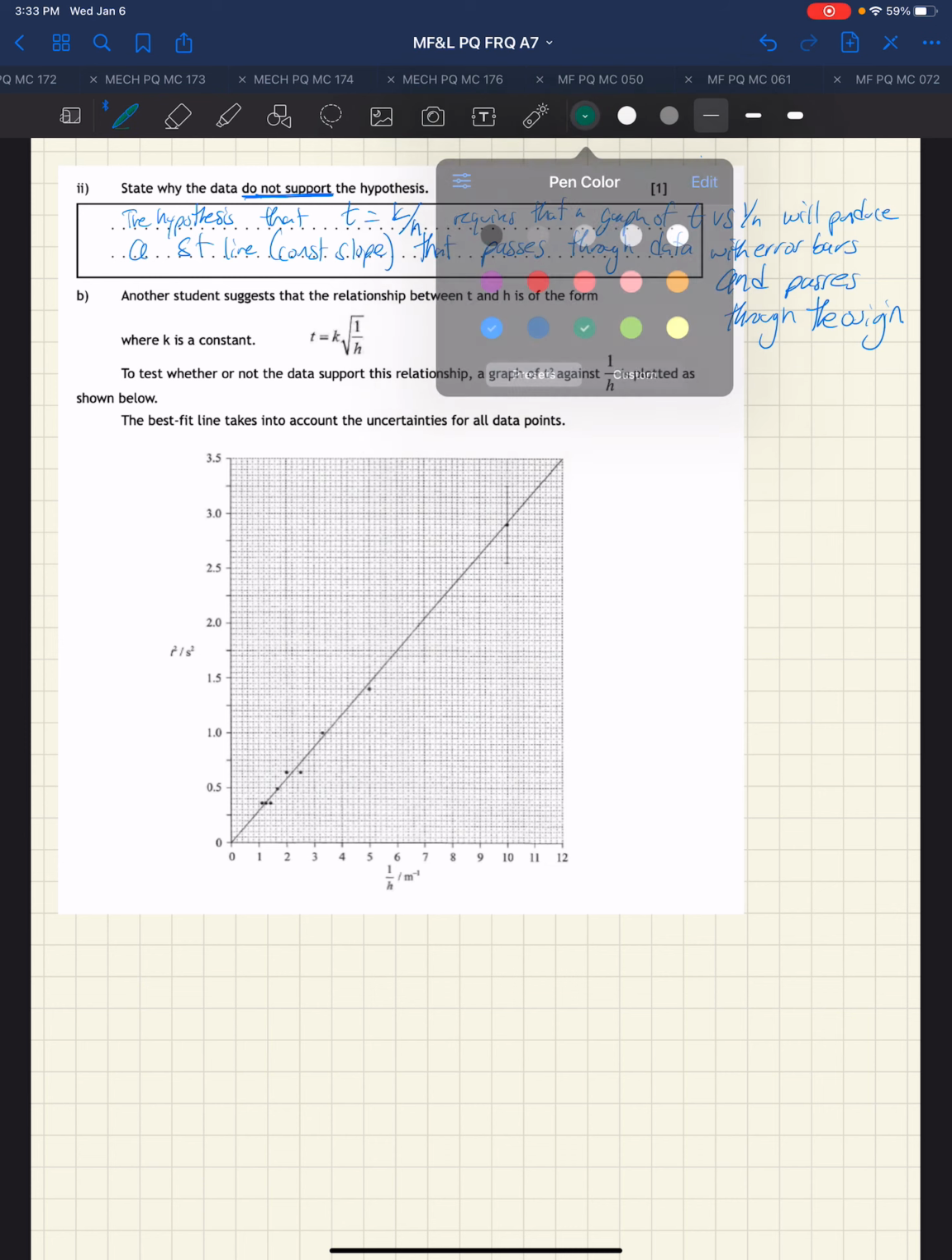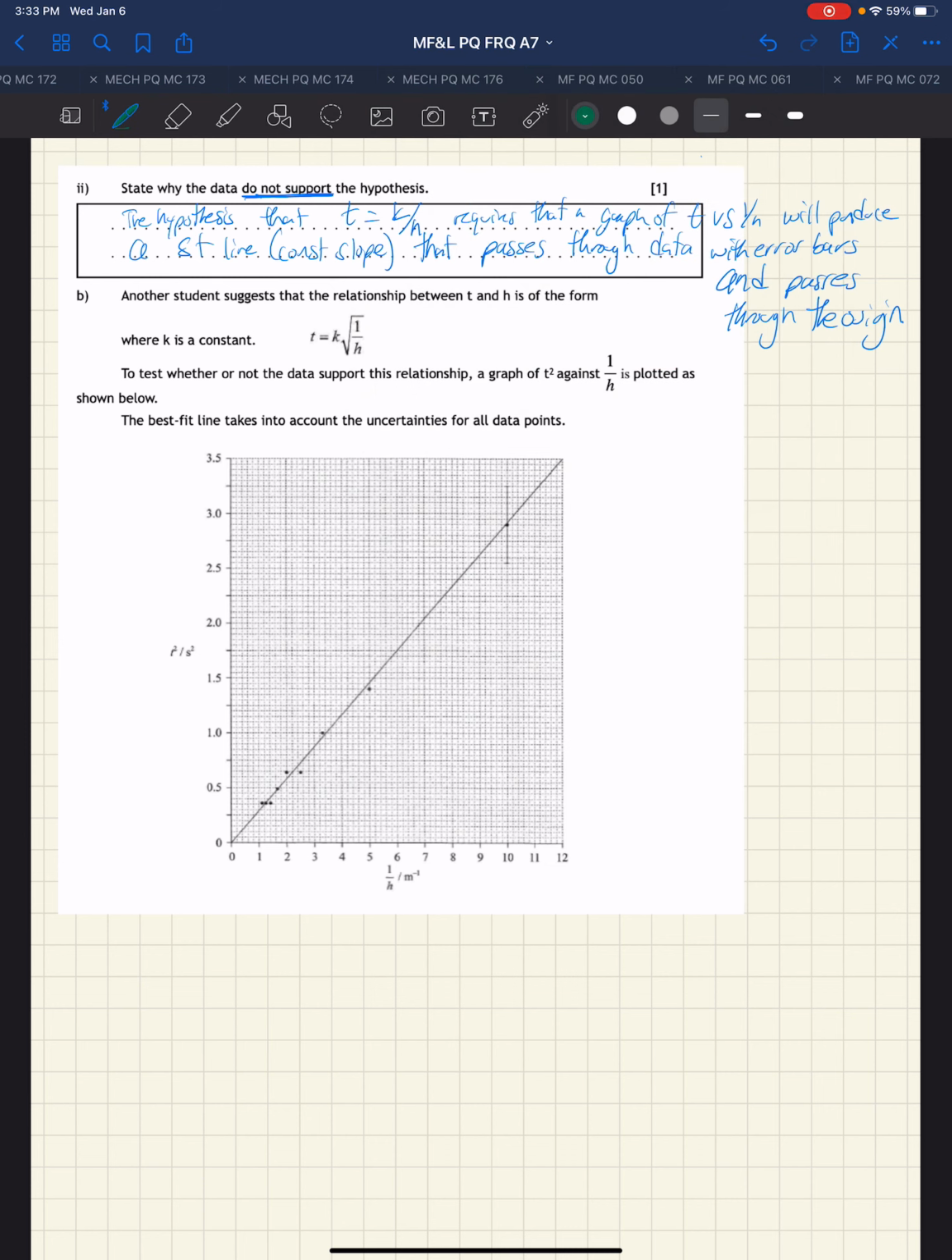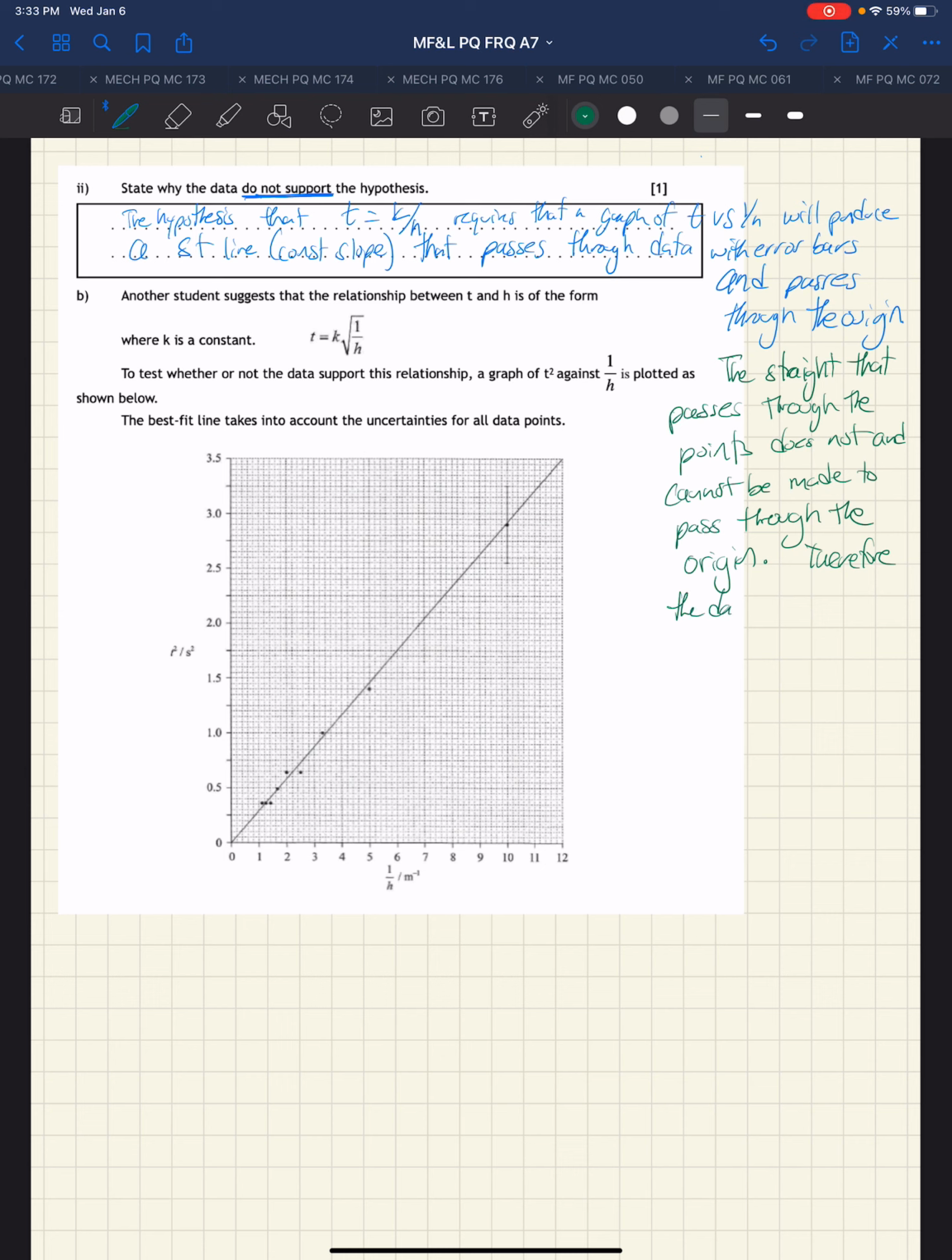The observation we would make is the straight line that passes through the points does not and cannot be made to pass through the origin. Therefore, the data do not support the hypothesis.